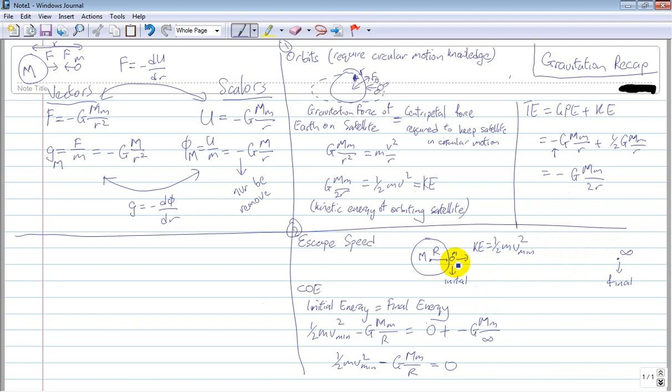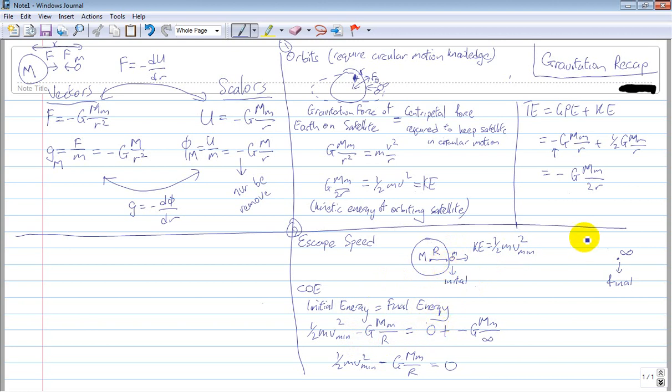The initial energy here will be given by half m v minimum squared, where v minimum is what I'm looking for, minus GMm over r. Again, remember this negative cannot be removed because it's potential energy. So minus GMm over r is the potential energy of small m at this position, and this equals the final energy.